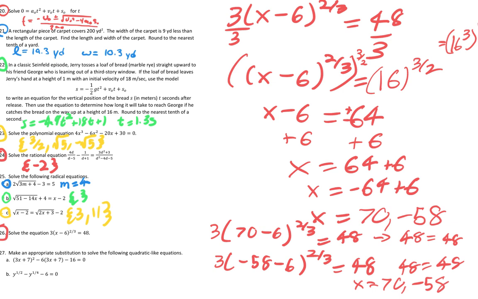So we're going to write that. I'm going to come up here, squiggly bracket. Sorry, we want to write our negative number first. We're going to have negative 58 and 70.